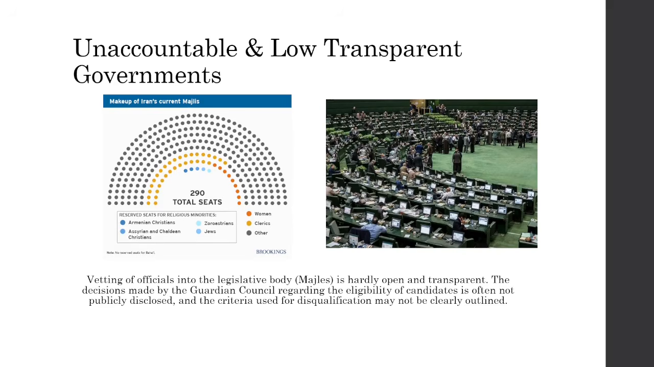And the criteria used for disqualification may not be clearly outlined. So if you want to run for the legislator in Iran and they refuse, the Guardian Council tells you no, they may not tell you why, which doesn't make any sense. And this lack of transparency can lead to uncertainty and speculation about the reasons behind specific decisions, like why they take this person and not this one. Maybe they like them better, maybe they like their haircut more, or maybe they support their beliefs more.